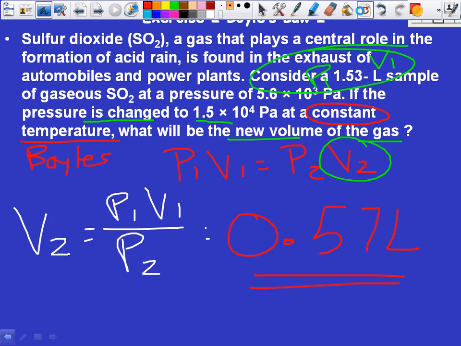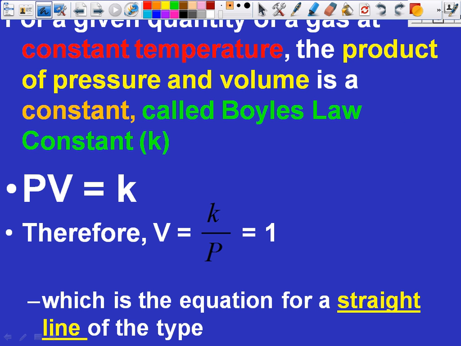So that's your first Boyle's Law problem. Again, moving on through these kind of quick. This is kind of one of those weird things. I don't really understand the whole logic behind it, but I can explain it.